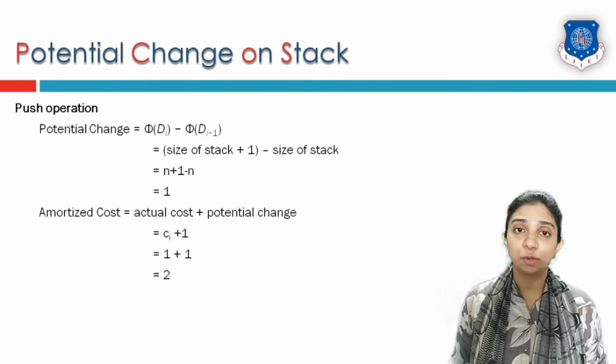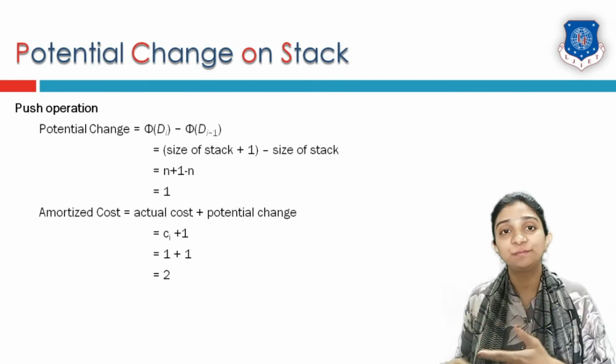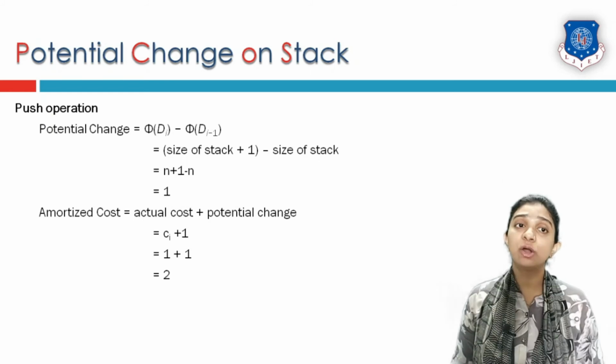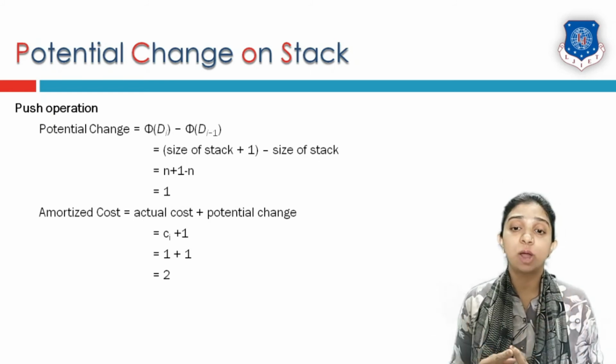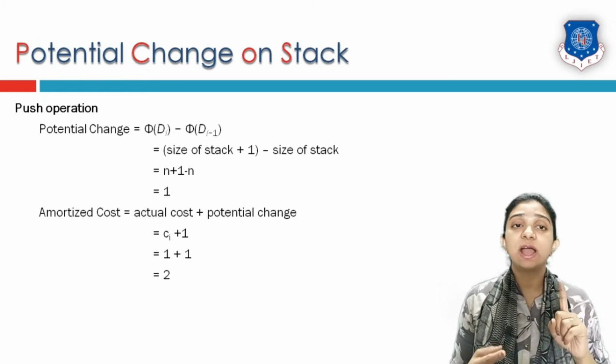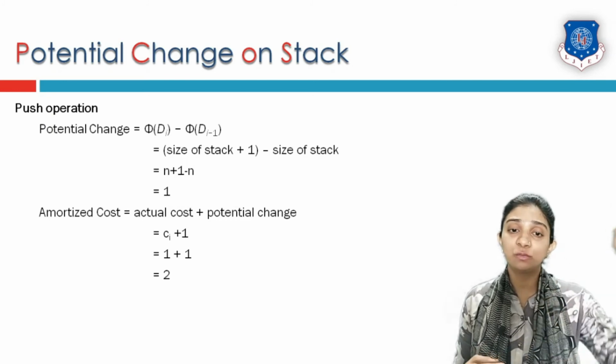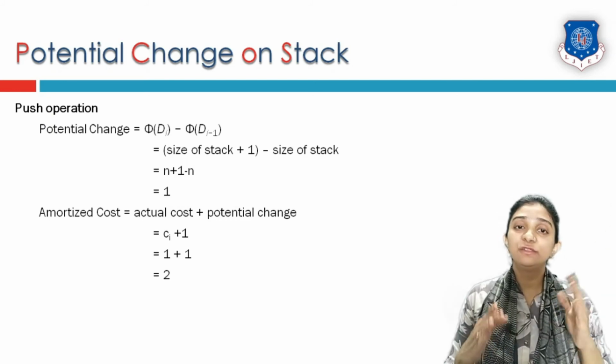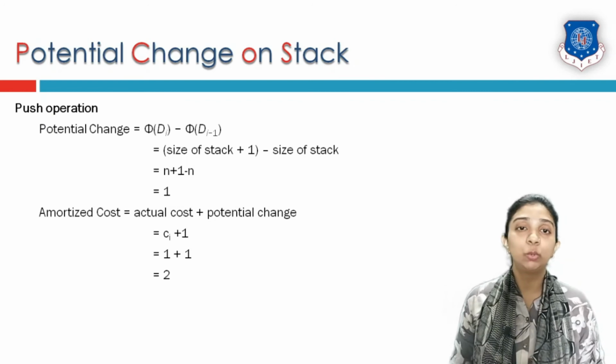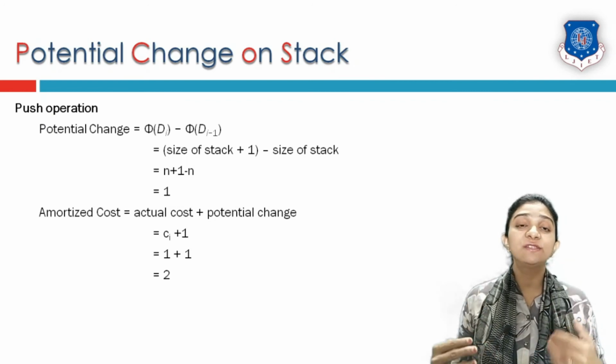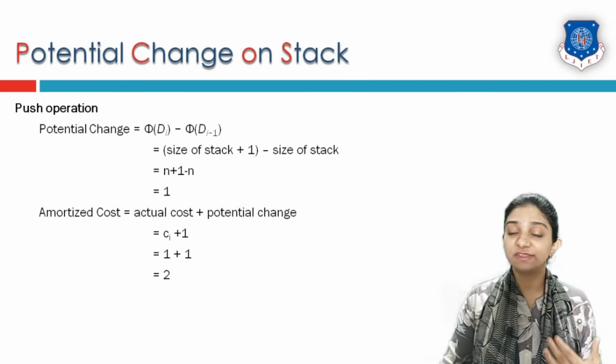So amortized cost will be the actual cost plus the potential change. The actual cost of push is 1, that is Ci, and the potential change is also 1, which we have just calculated. So 1 plus 1 is equal to 2. So the push operation has an amortized cost equal to 2.